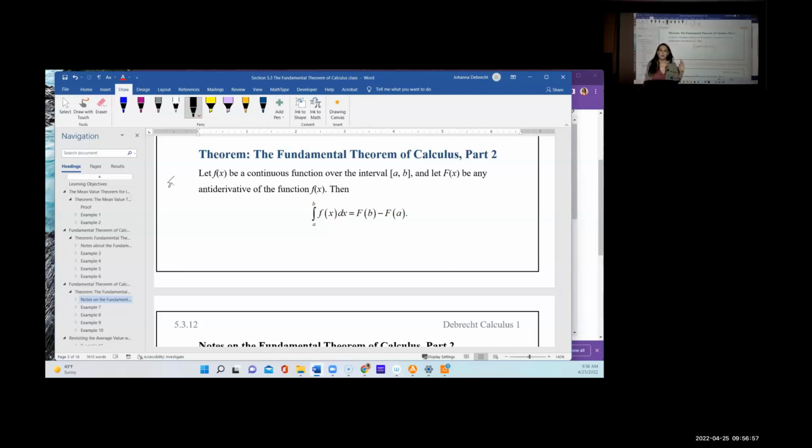This is the most important one in all of calculus. You will be using this constantly. You will know this extremely well because you'll be using it constantly.